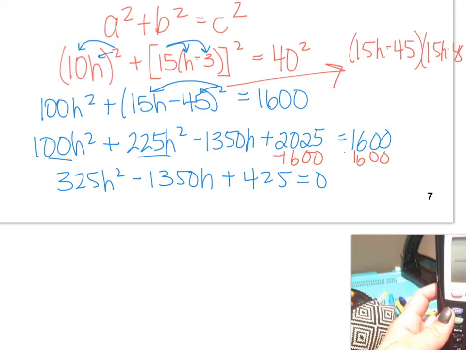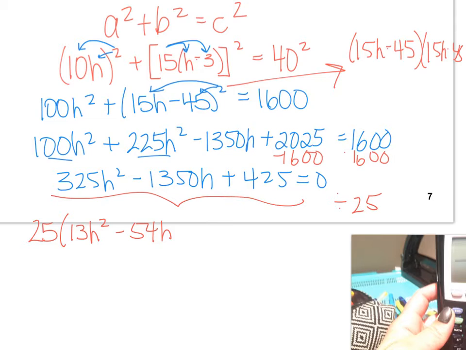I want to get this decreased a little bit. So I'm going to look for a factor that I can factor out. That factor is 25 in this case. So I'm going to take out 25 and I'm left with 13h squared minus 54h plus 17 equals 0. And I'm going to use the quadratic function.